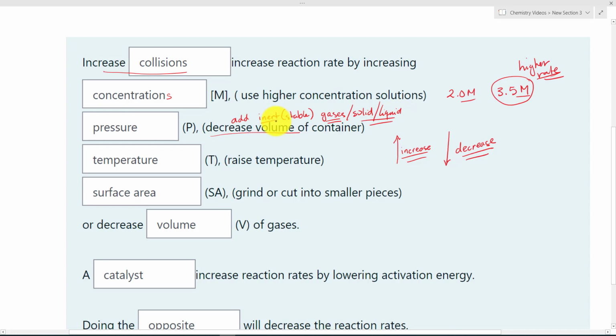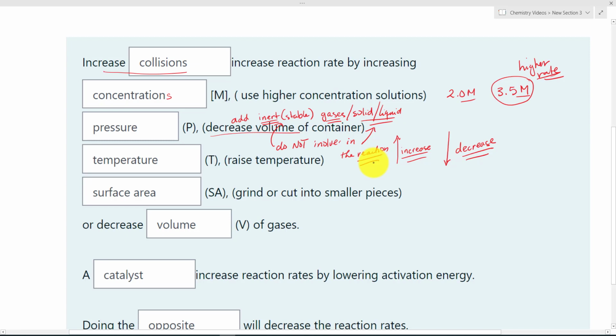The key word is inert. They do not involve in the chemical reaction. They just stand to take up space, right? That's the key word. They do not involve in the chemical reaction. The same process is trying to, again, decrease the volume. So by adding this inert gas, usually the case, or solid or liquid, it takes up space, so therefore it decreases the volume. So that's one thing you have to keep in mind.